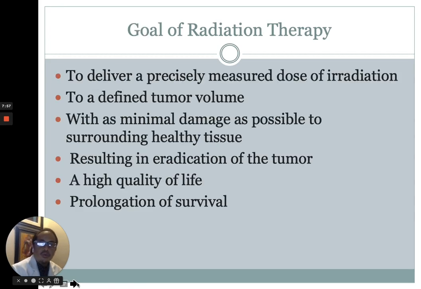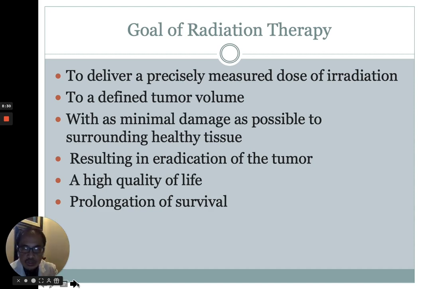So what is the goal of doing radiation therapy? First, the patient would not just lie down and have the radiation. We have to deliver a precisely measured dose of irradiation to the defined tumor volume. So we have a defined tumor volume. Where is that target? We have to know where the target is by using CT scans, MRI, or PET scan. And with that defined tumor volume, we would be prescribing a definite radiation dose.